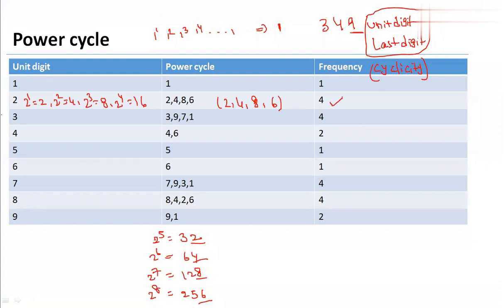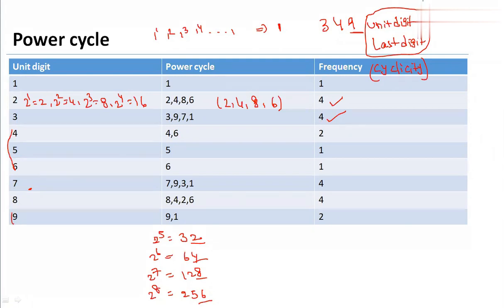If you consider the same for number 3, you can apply it here. 3 power 1 is 3, 3 square is 9, 3 cube is 27, so you have taken 7 over there. 3 power 4 is 81, so you have 1 over there. After every 4 powers of 3, the power cycle of units places is going to get repeated. That's the reason the cyclicity is 4. Done. For 4, 5 and 6, and even for 9 also, you have an easy way to remember, guys.